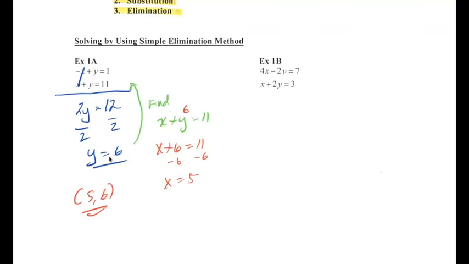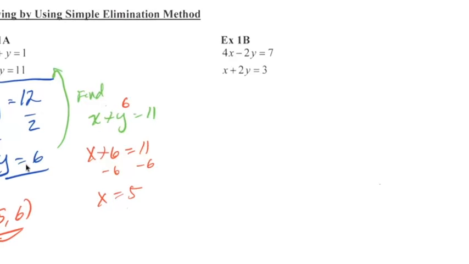Okay, let's look at this one. Similar idea, but now if you notice, the x's wouldn't cancel out, but the y's would. All I'm going to do here is add down. 4x plus 1x is 5x. These y's cancel each other out. And then 7 plus 3 is 10. You can divide both of these by 5. And we get x equals 2.